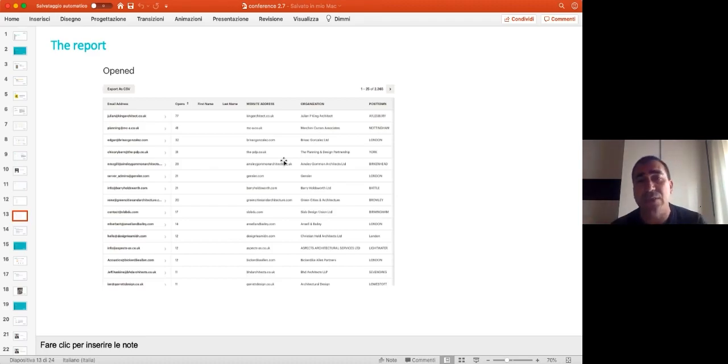Another important thing is that when you have a list, you can divide the list into sub-lists. So you can send a newsletter to everybody, and then you know that only 20% open the newsletter. Maybe somebody is not interested, but maybe they were away and missed the newsletter. So you want to send the newsletter again. But please do not send the same newsletter to the people who already opened it.